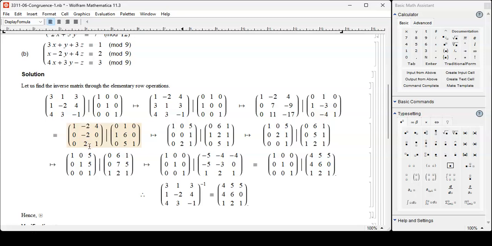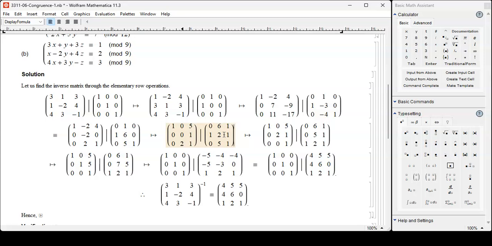So add third row to the second row. So 2 plus -2, so that becomes 0. 1 plus 0, so 1. Add third row to the first row. 2 plus -2, so we get 0. And 1 plus 4, so we got 5. And we do the same thing to the right-hand side, adding the third row to the first row, adding the third row to the second row.